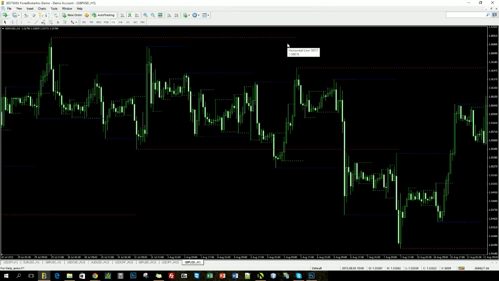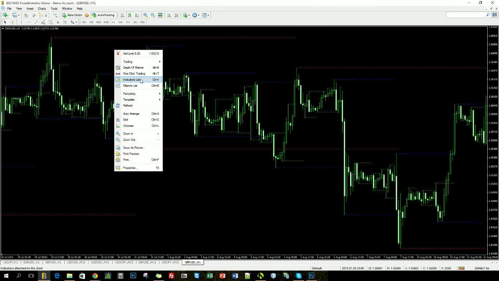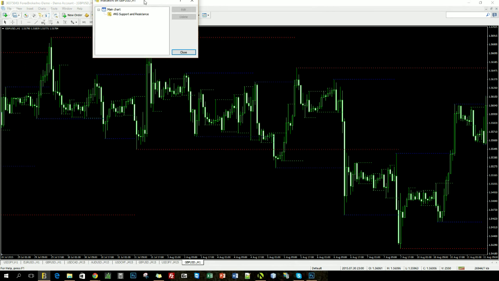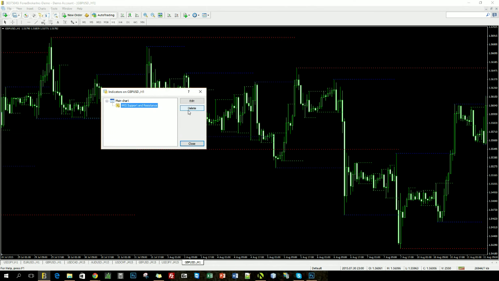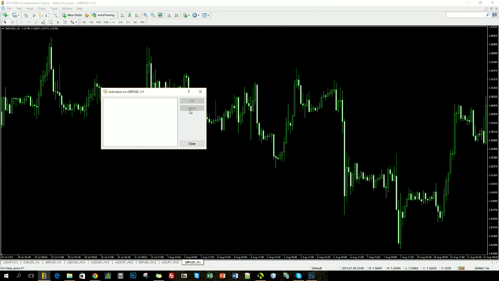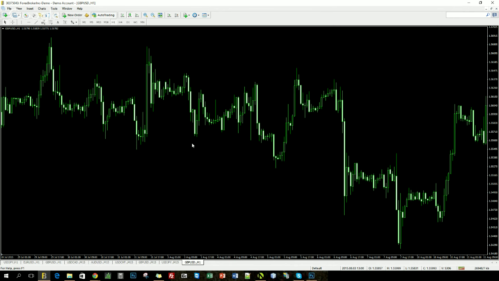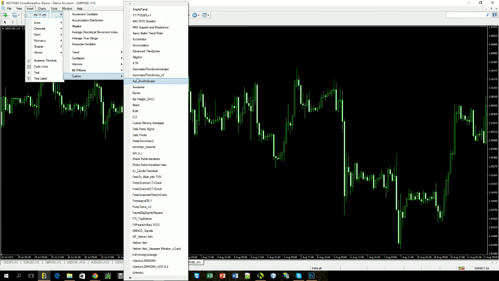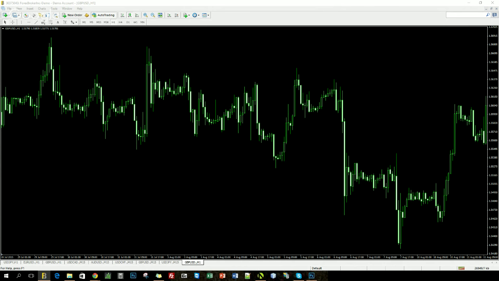I'm going to go ahead and just delete those. So this is what this KG support and resistance indicator looks like. And I am actually going to delete it because there's an area that's a little more insignificant in my opinion. It's a different level of support and resistance. It might work if you're a very short-term trader, but it's not really my thing.